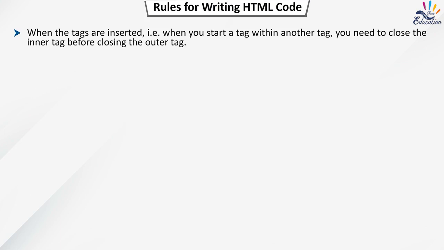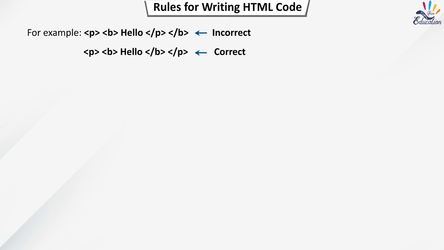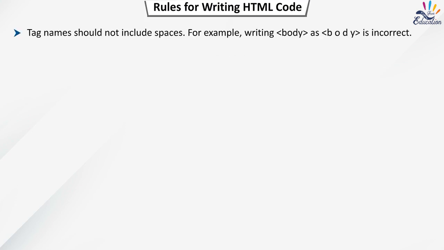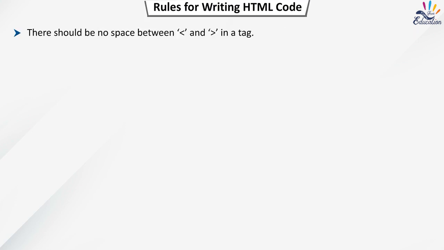When the tags are nested, that is, when you start a tag within another tag, you need to close the inner tag before closing the outer tag. For example, <P><B>hello</P></B> is incorrect. <P><B>hello</B></P> is correct. Tag names should not include spaces. For example, writing body as B-O-D-Y is incorrect. There should be no space between less than and greater than in a tag.